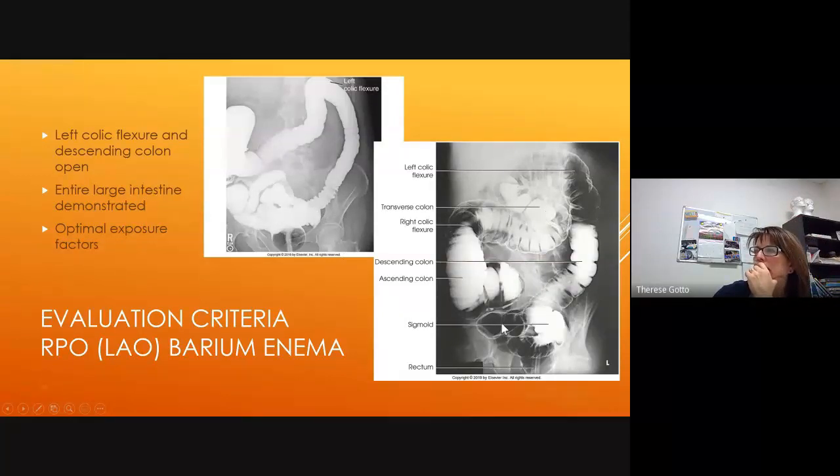This is a very good image here. Okay, left colic flexure, descending. Here's your sigmoid here. Good picture.